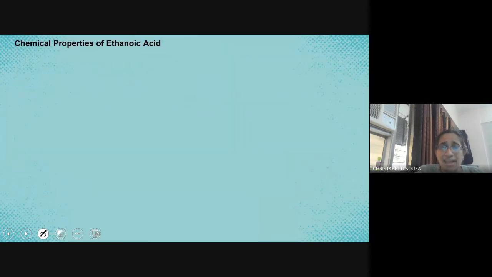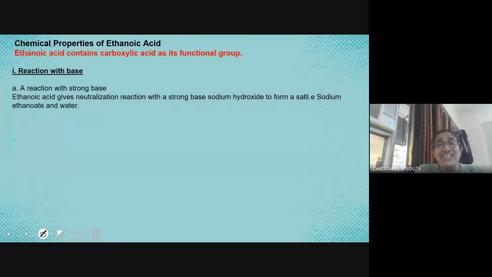Now, ethanoic acid, once again, chemical properties of ethanoic acid, very important. What does it contain as its functional group? Carboxylic acid, COOH. Now, it's an acid, so it reacts with a base. Acid plus base gives me salt plus water. This is known as a neutralization reaction. Ethanoic acid is a weak acid.